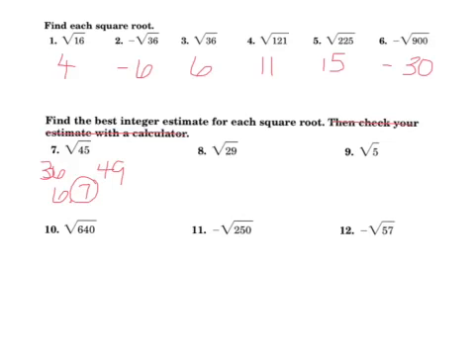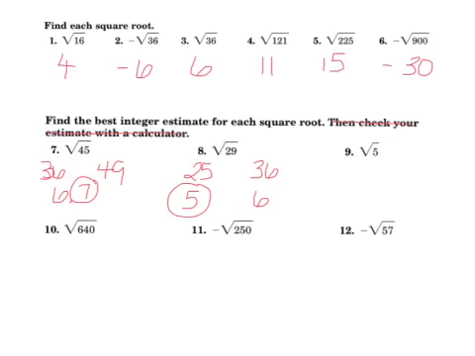Let's do 29. The perfect squares it's in between would be 5 times 5, which is 25, and 6 times 6, which would be 36. So the square root would be between 5 and 6. And it would be closer to 5 because 29 is closer to 25 than it is to 36.